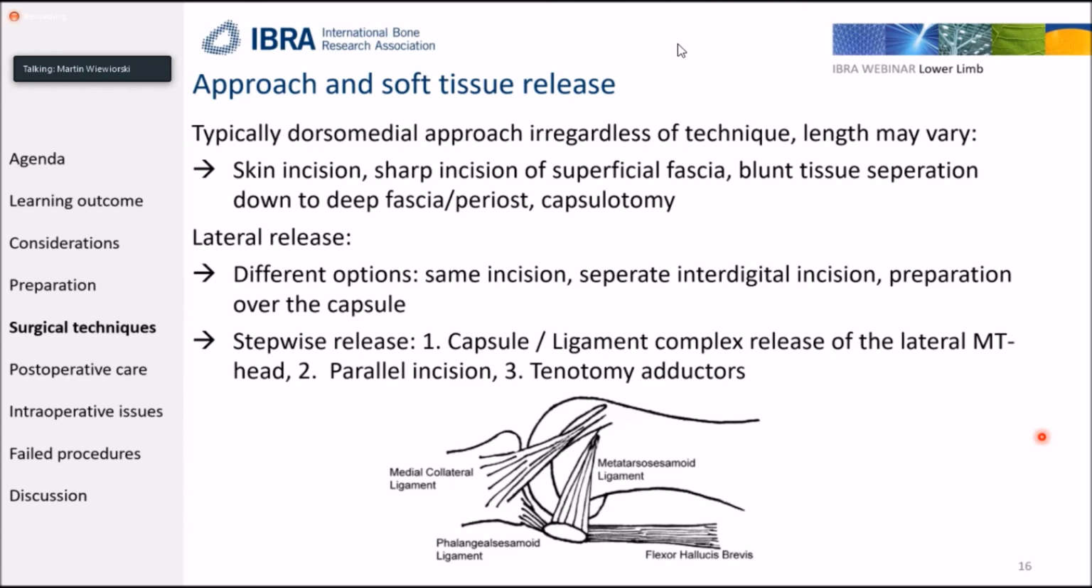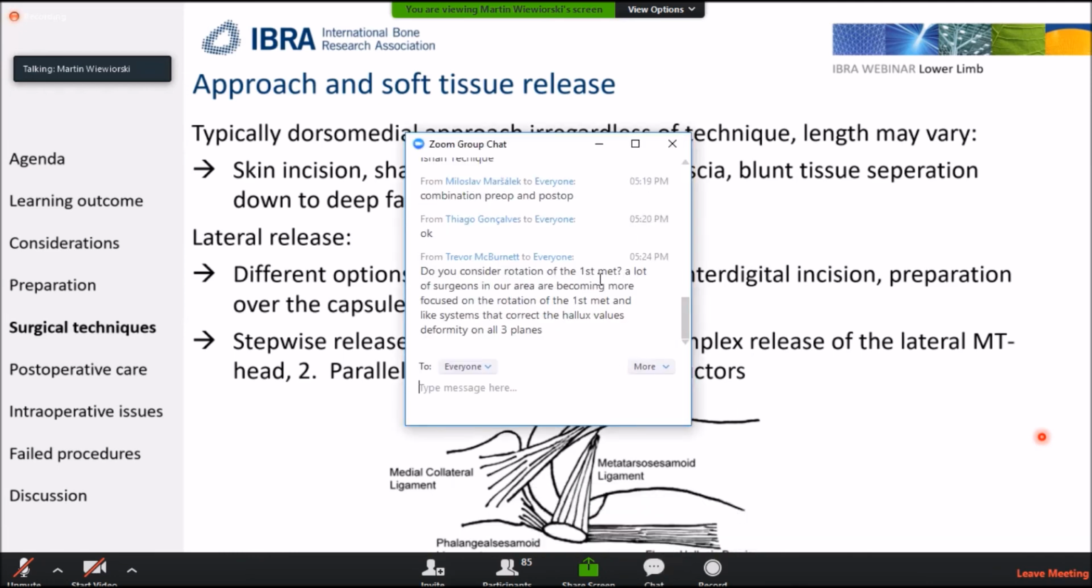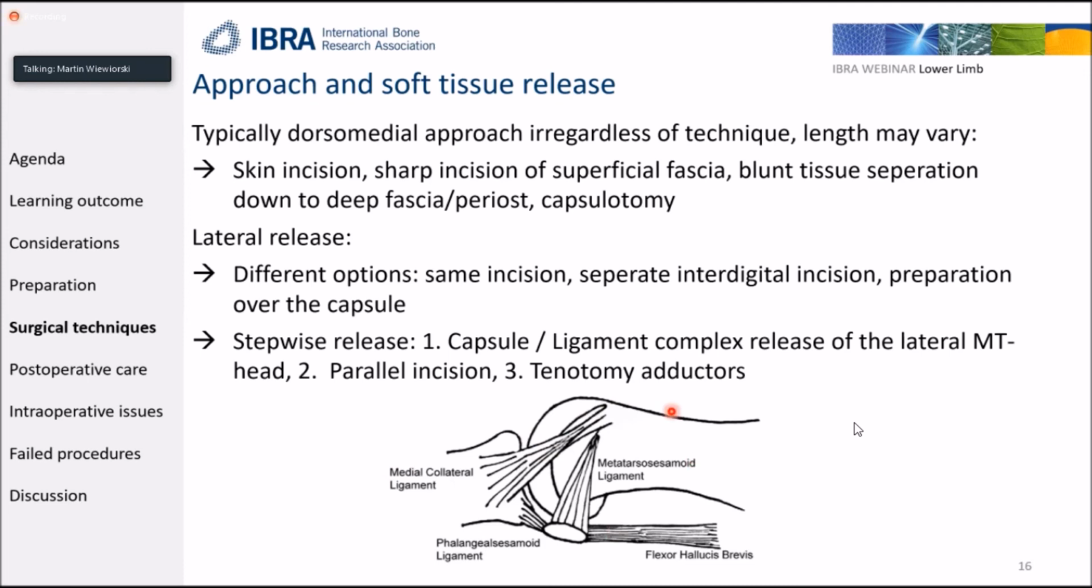Some people even go and prepare over the capsule. I release through the joint inside the capsule. And this is how I go. I do a stepwise release. First, I release the capsule and the ligament complex of the lateral side, which is basically made of the structures you can see below here. Don't be mistaken, this is the medial side, but the lateral side basically looks the same, not much different.